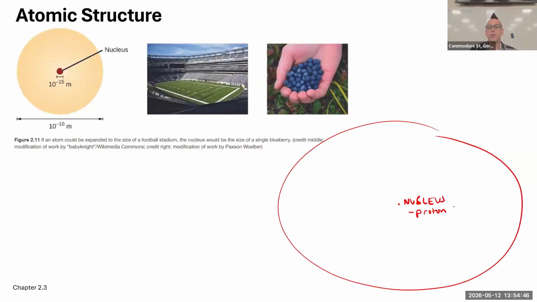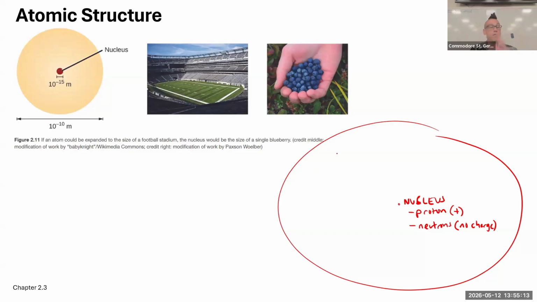All right, and each of those protons has a positive charge. Also in the nucleus, you can find what are called neutrons, and they don't have a charge. So that's the nucleus, right? The size of a blueberry. They have positively charged protons and neutral neutrons.